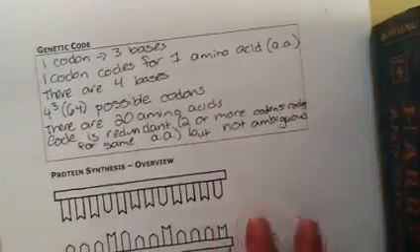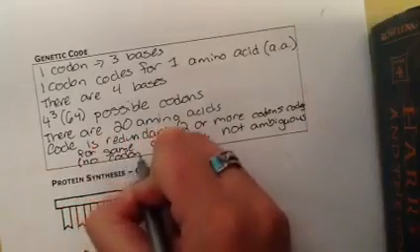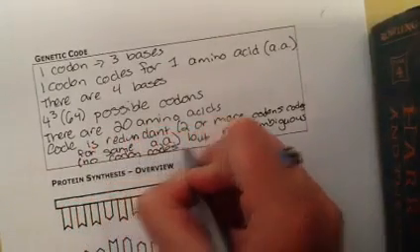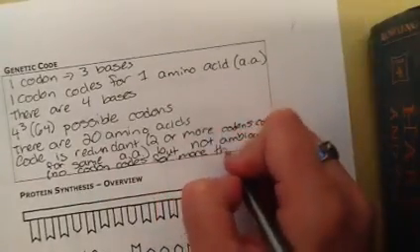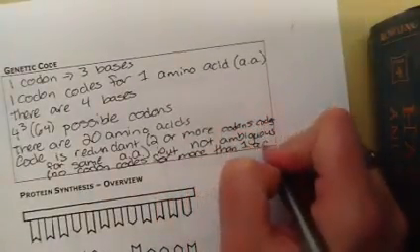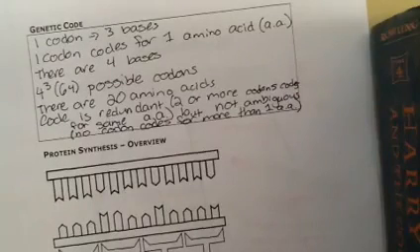Okay, what we mean by that is that no codon codes for more than one amino acid. Okay, so AUC is only going to code for one amino acid. It's not going to code for 4 different amino acids.